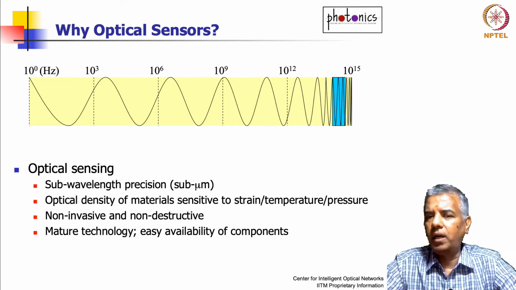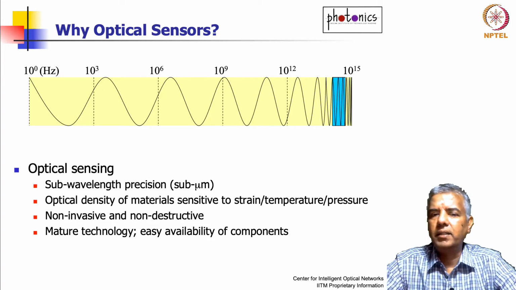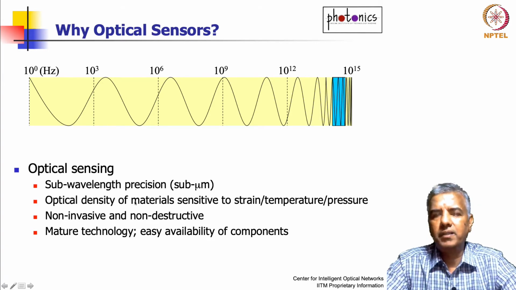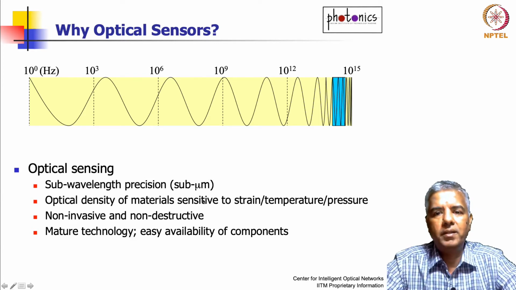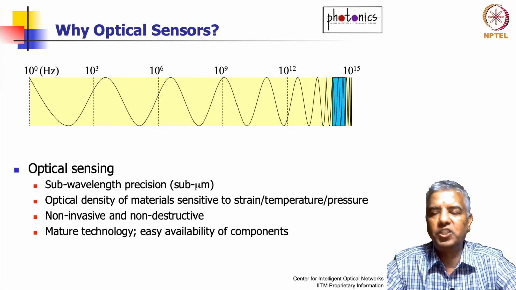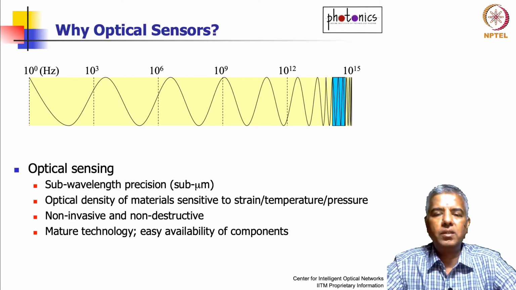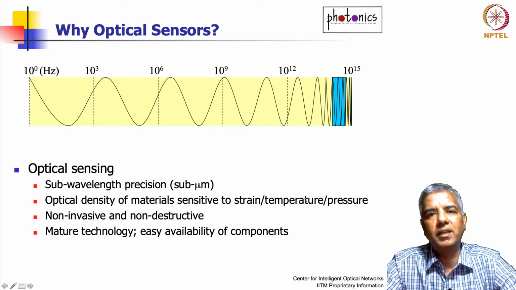It also is important to note that the optical density of materials is sensitive to physical parameters such as strain, temperature, pressure, and so on. And that is actually a very good opportunity, because what that tells you is if you have these physical parameters that are changing, that can change the optical density of the material. And so if you are sending an optical wave through this material, you can pick up those changes and you can possibly get an idea of what are these physical parameters that are getting changed.